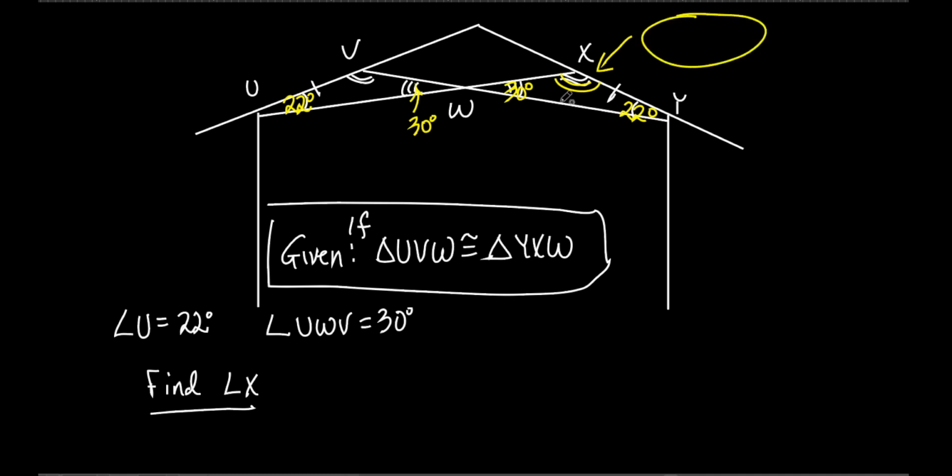Now you do what we did before, right? You know that all three angles of a triangle add up to 180. So you add those up. What's that? 52. And what do you do with that? Take it away from 180, and that's 128. Okay, and so that's that angle right there, 128 degrees.